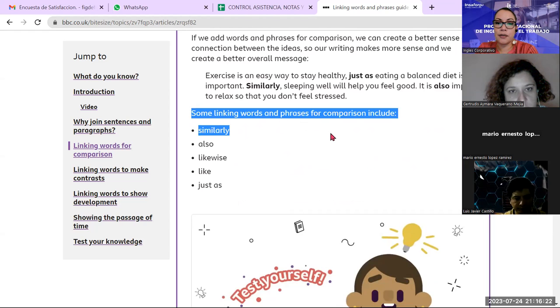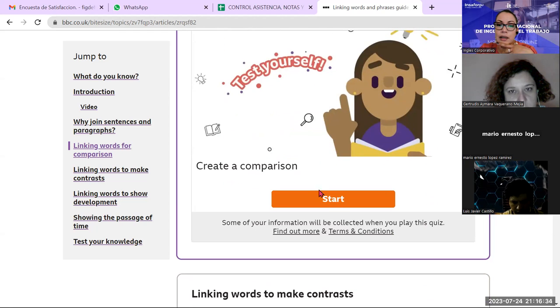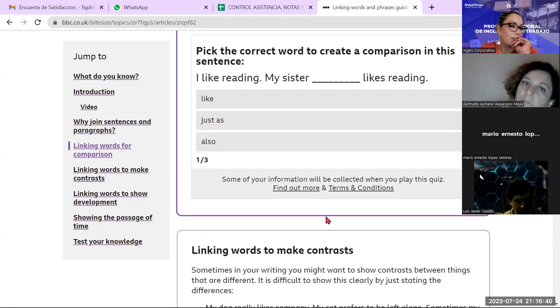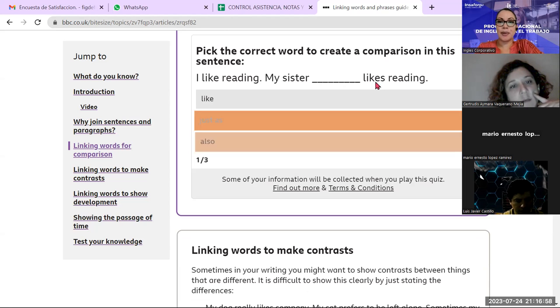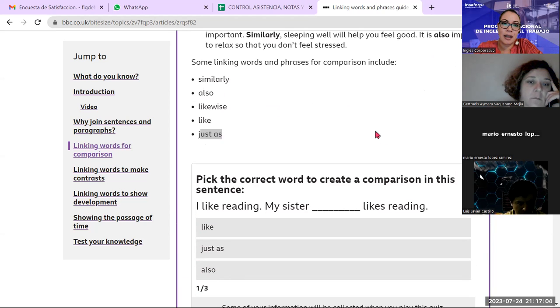Some linking words and phrases for comparisons include similarly, also, likewise, like, just as. Create a comparison. What do you think? Will someone want to complete this one? Pick the correct word to create a comparison in this sentence.